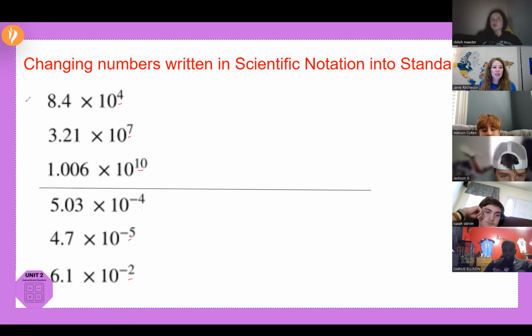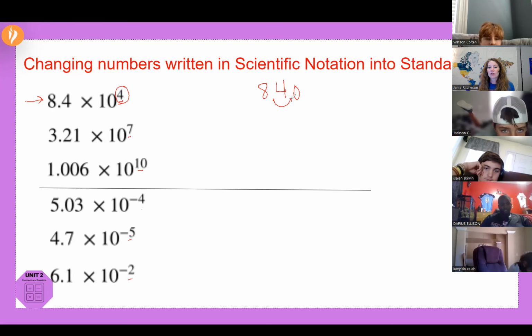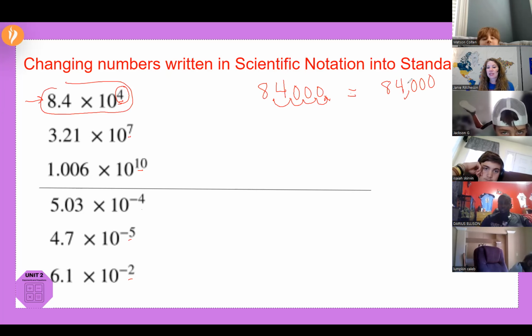So for the first one, we're going to start with 8.4. We know we have to move the decimal 4 times and it's positive, which means this number becomes much bigger. So we're going to move it 4 times. If it was here, we're going to move it 1, 2, 3, 4. Of course, you don't need to do it that slow. I'm just making sure you see what I'm doing. So number 1, the standard form, this scientific notation actually represents 84,000. Do you understand?